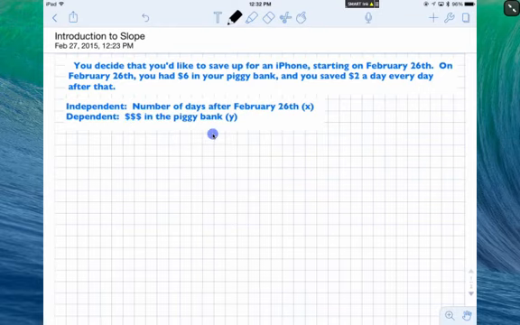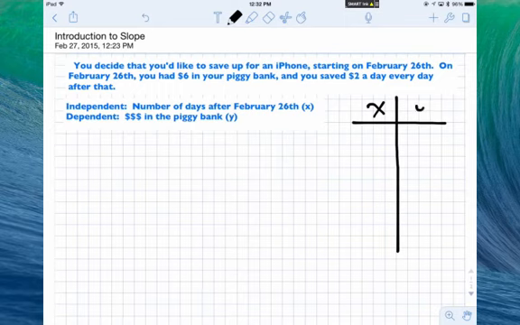Before we do anything else, I really like to make a table of values to organize that data. It's nice to have it all right in front of us in case we want to draw any conclusions from it, or use it to help us make our equation. I'm going to label the columns X and Y. Of course, X is the number of days since February 26th, and Y is how much you have in the piggy bank. So on February 26th, 0 days after February 26th, you had exactly $6 in your piggy bank.